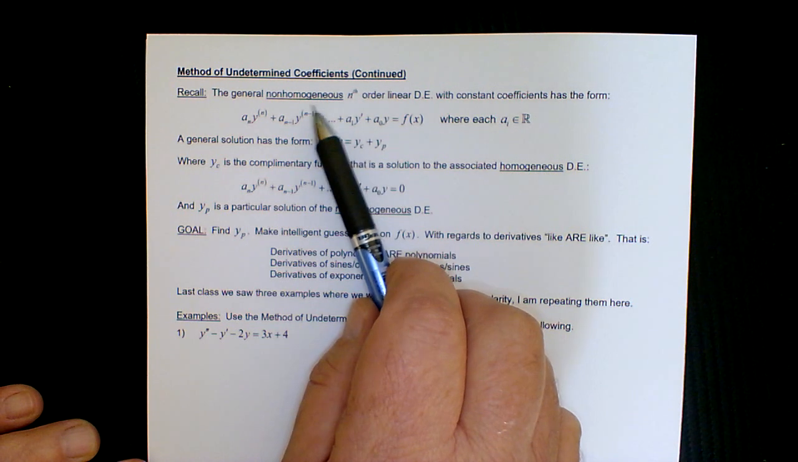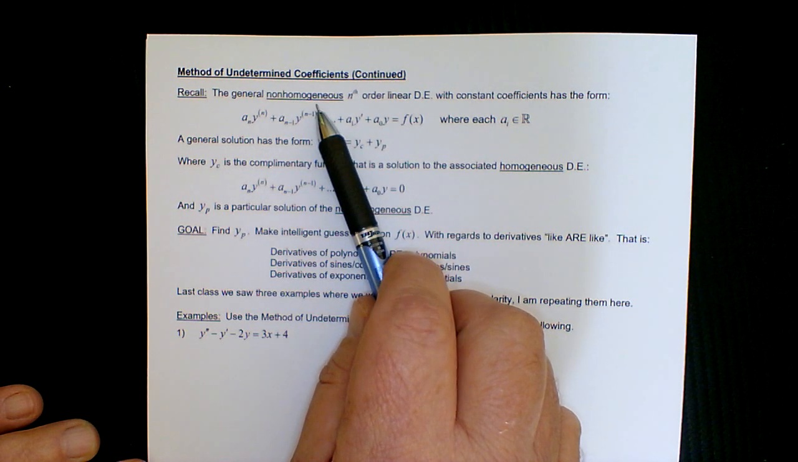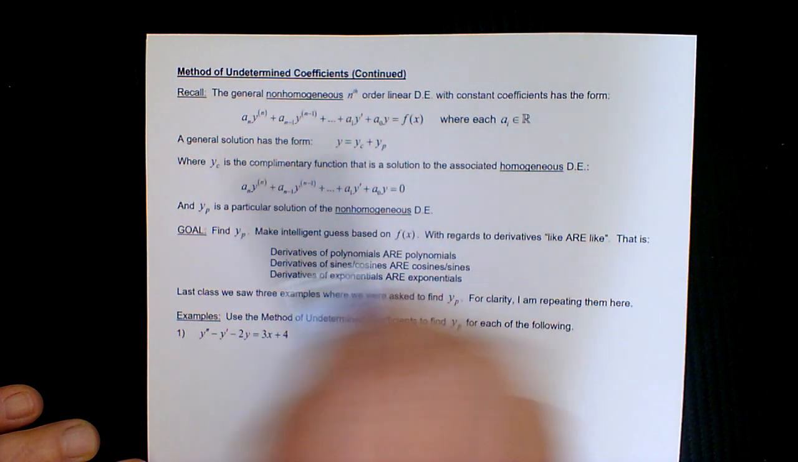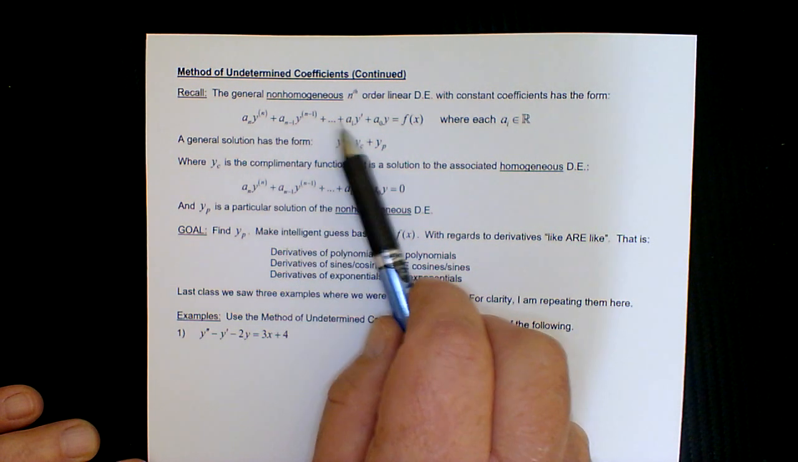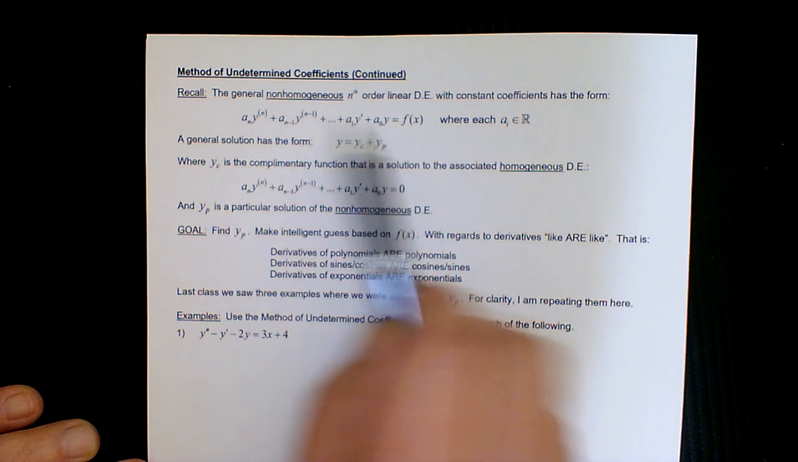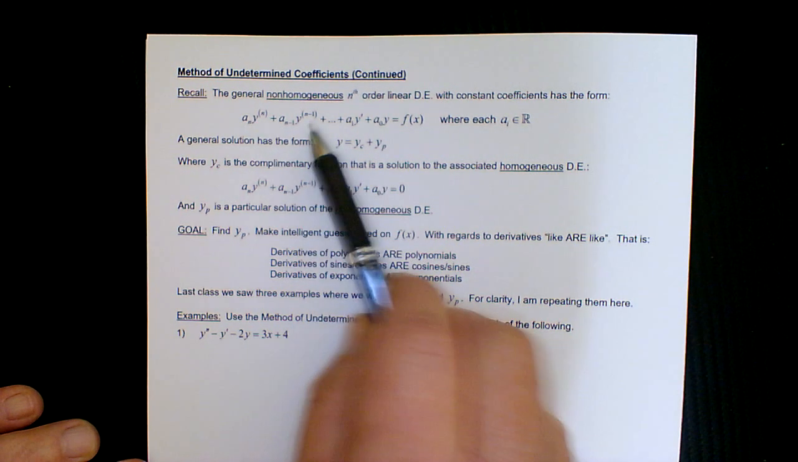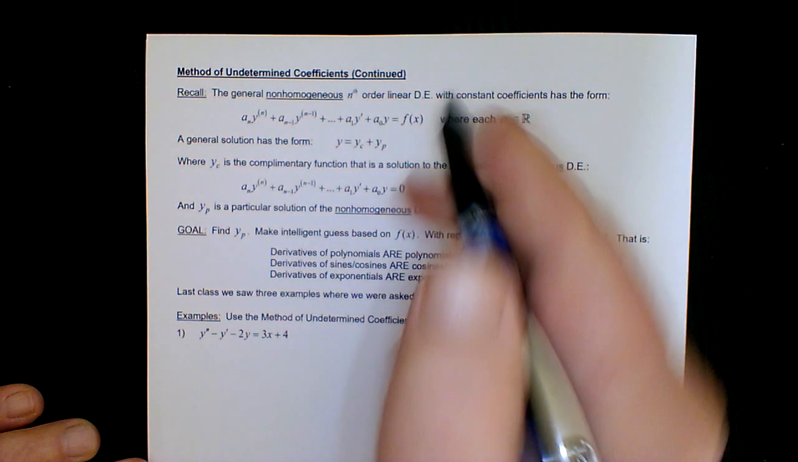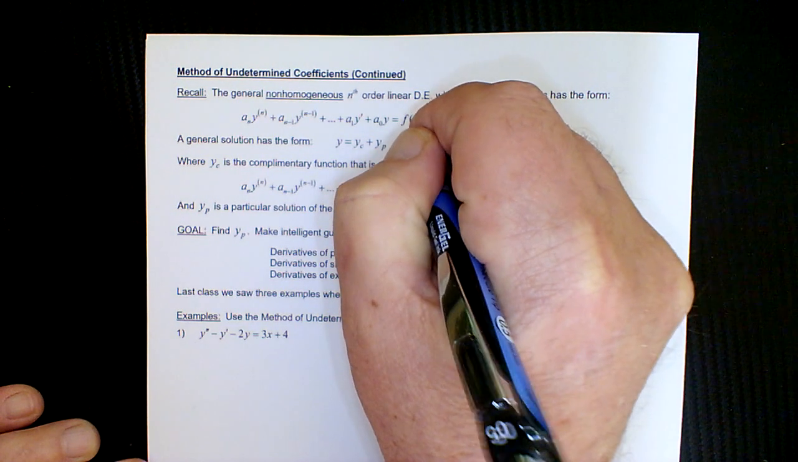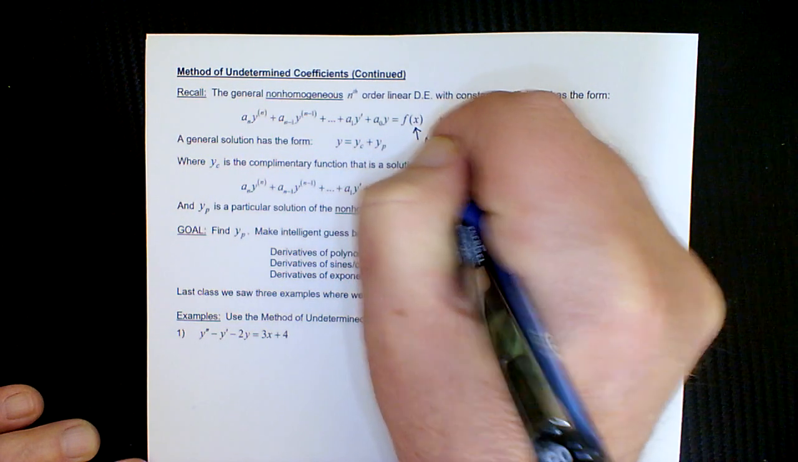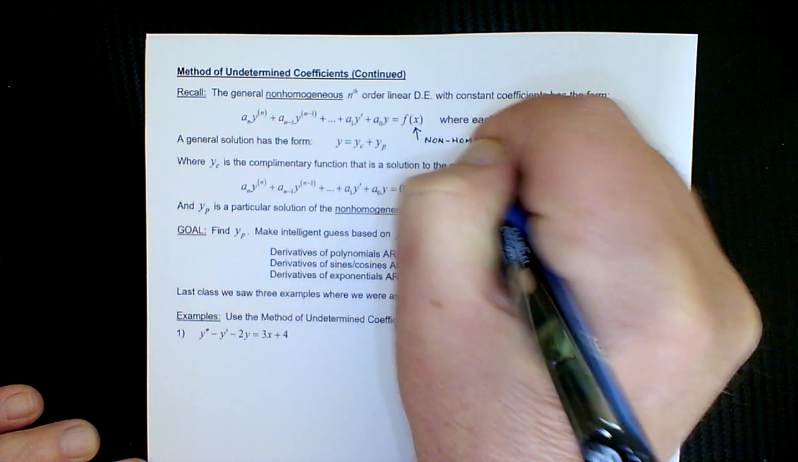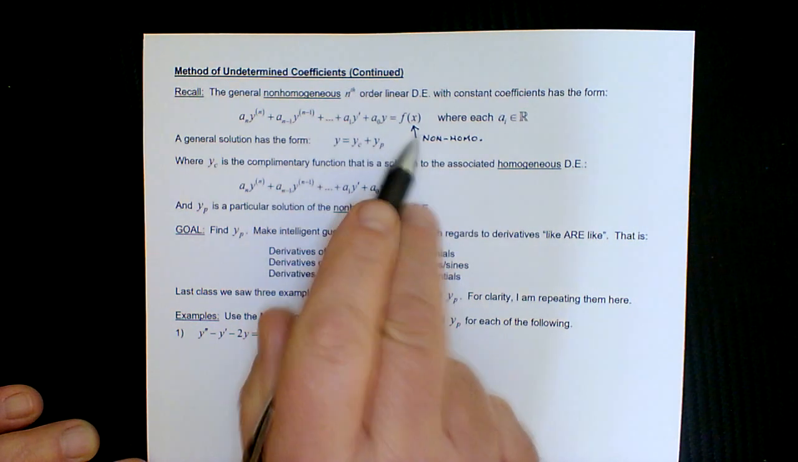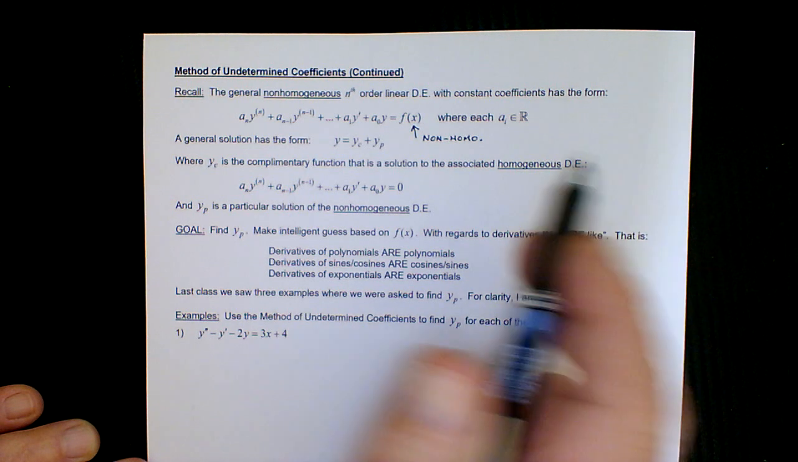So, if you recall, if we talk about the general non-homogeneous nth order linear differential equation with constant coefficients, this is the form. So all these little a's are just constants, and we have our derivatives, the nth derivative. But this is what makes it non-homogeneous, that it's equal to some function. So we had studied on our second exam when this is equal to 0, and that's the homogeneous.